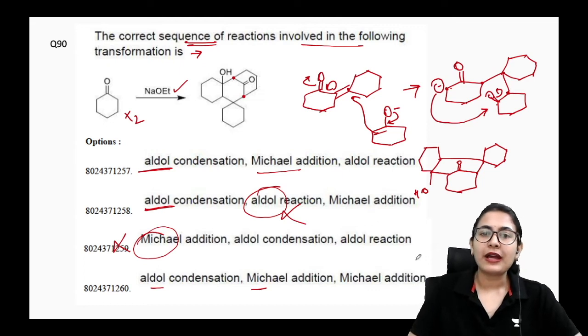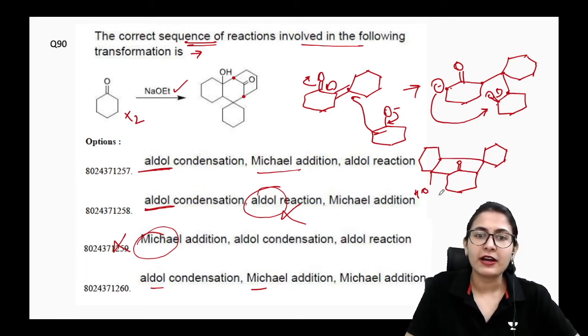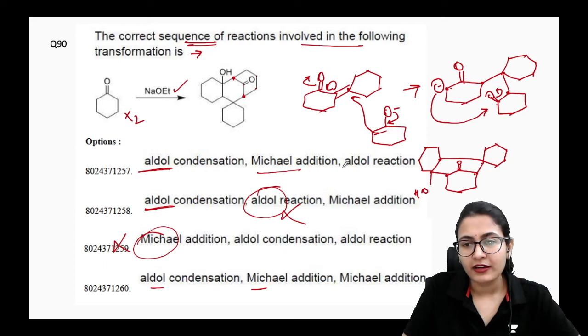Alright, so you absolutely get this thing. I just hope that you do. All right, and it is basically going to give you the same molecule right after the reaction. See, what do you have? One, two, three, four, five, six. One, two, three, four, five, six. All right, so you get a similar product. One side there is this, the other side there is this. So aldol condensation, Michael addition, aldol reaction.